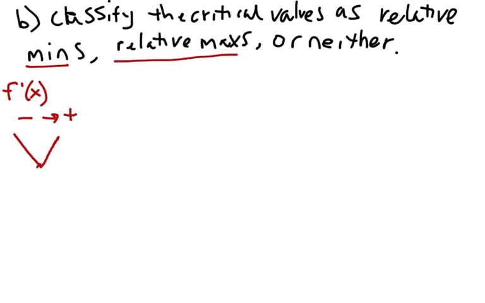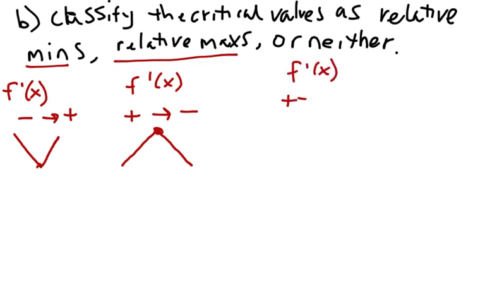A relative maximum is when your f prime of x changes from positive to negative. So I was increasing and now I'm decreasing. That gives me a maximum point. Now, if f prime of x goes from positive to positive or negative to negative and it doesn't change signs, then that would be a neither situation. And it is possible for that to happen.